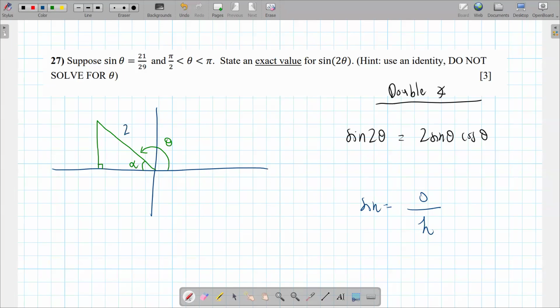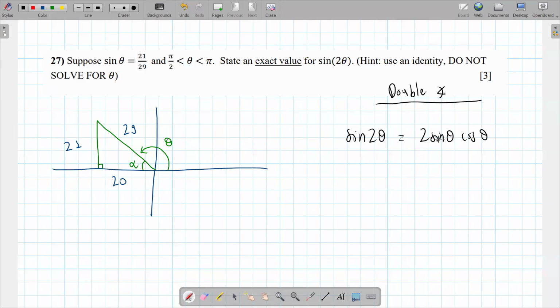Yeah. And the opposite is 21. How do we find the other side? It'll be the square root of 29 squared minus 21 squared. So it's 20. So that's step number 1.